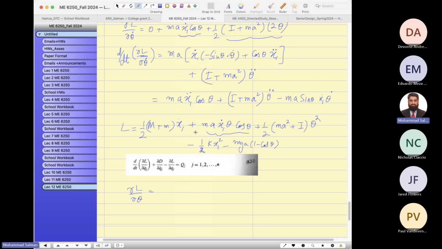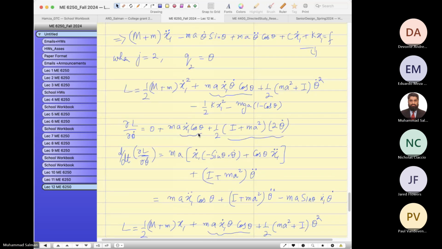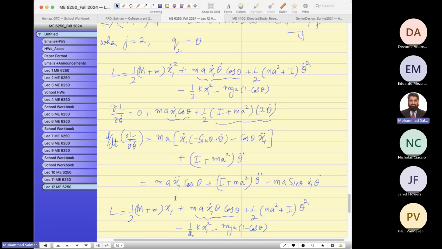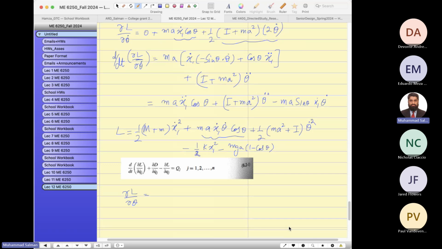This one is my x, this one. Oh, I'm sorry, this is not. This one is x dot square. Okay, now we're good. So partial L by partial theta. This one, the first term goes to zero. Now the second term is ma x1 dot theta dot minus sine theta. And then the third term goes to zero, the fourth term is zero, and the fifth term is minus mga, minus, or minus minus becomes positive.